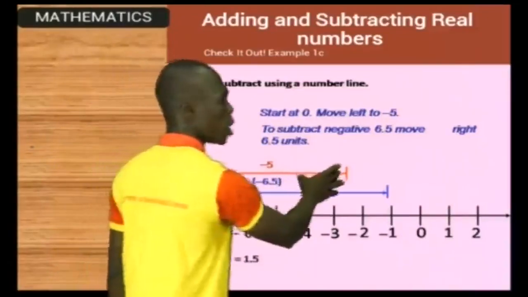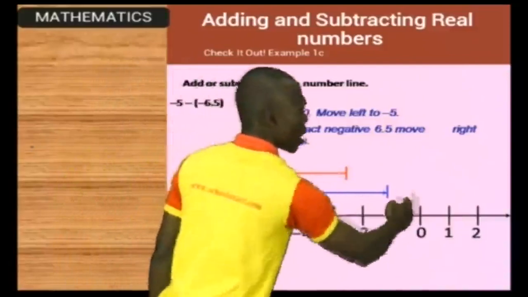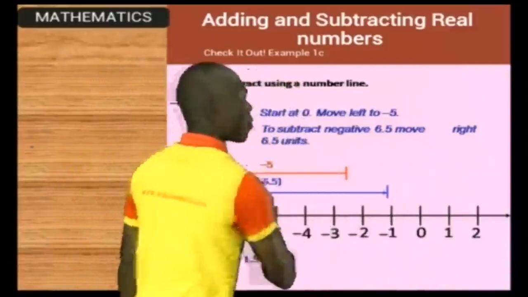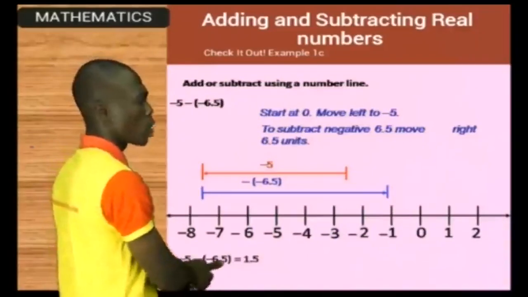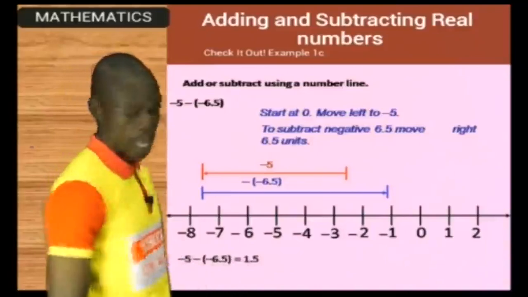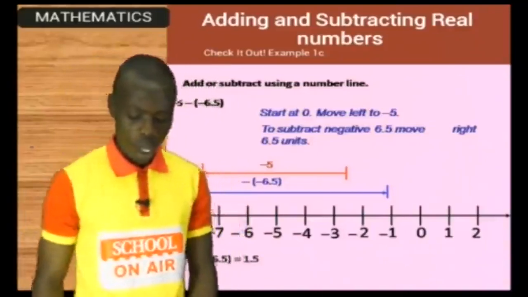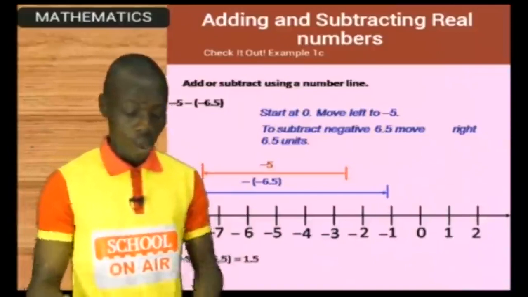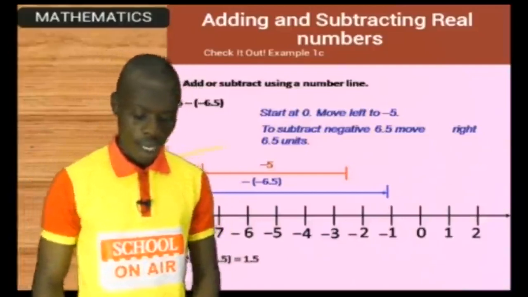There's a mismatch here. So this is supposed to end here, and then you have your 6.5 again to this side, and here you have 1.5. So if you have your minus 5 minus 6.5, you become minus 5 plus 6.5, which will give us 1.5. So that's how you put all these things on a number line, and then you just work with it, put what you have together, and then you will have the answer that you need.